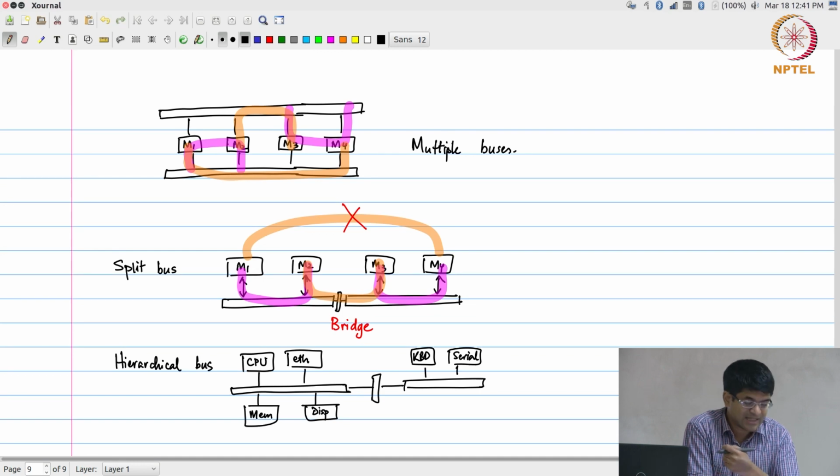Which means that the rate at which data is coming from the keyboard is on the milliseconds time scale, right? It's like a few tens per second maximum. Serial port, maybe a bit more than that, you might go up to kilobits per second, but that's about it. Ethernet, on the other hand, you might be actually talking about data transfers in the gigabit per second range. Main memory, of course, the CPU wants to talk to memory as fast as it can. And the display unit also requires a large amount of data because you are trying to refresh that screen 30 or 60 times per second.